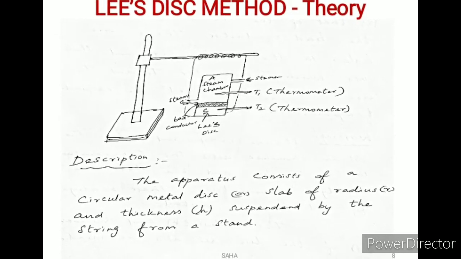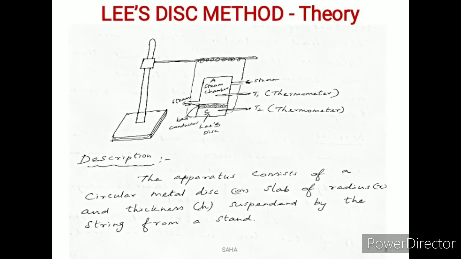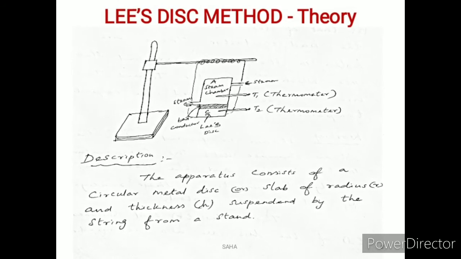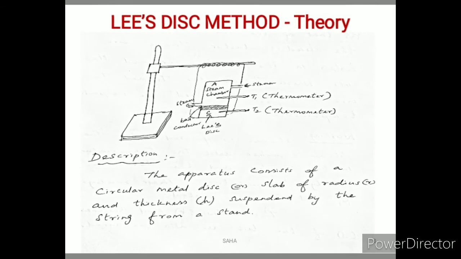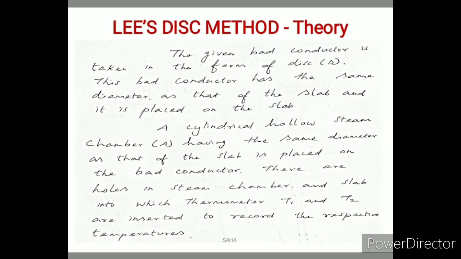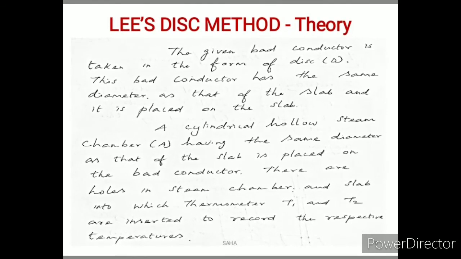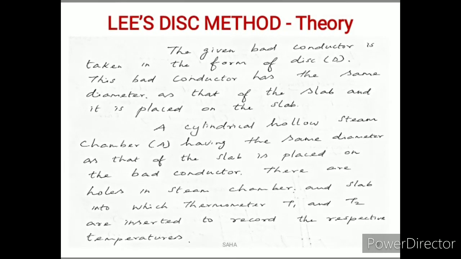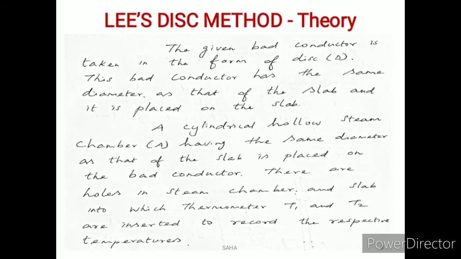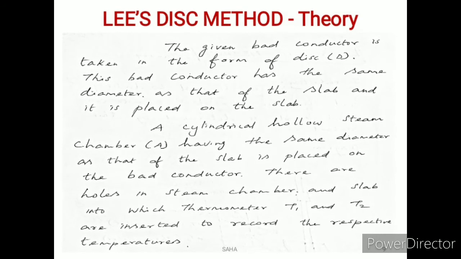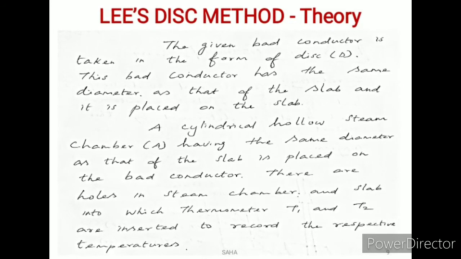The given bad conductor is taken in the form of disc capital D. This bad conductor has the same diameter as that of the slab and it is placed on the slab. A cylindrical hollow steam chamber capital A having the same diameter as that of the slab is placed on the bad conductor. There are holes in the steam chamber and the slab into which thermometer 1 and thermometer 2 are inserted to record the respective temperatures.